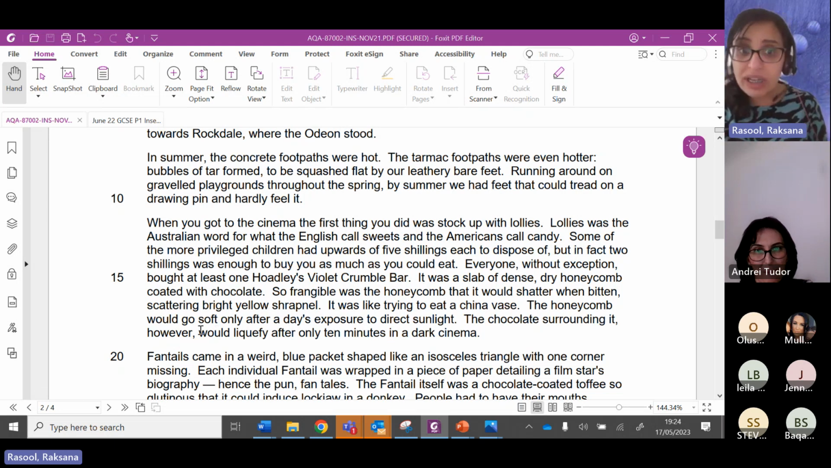The chocolate surrounding it would liquefy after only 10 minutes in the cinema. So the outside was edible, but the inside was rock hard.